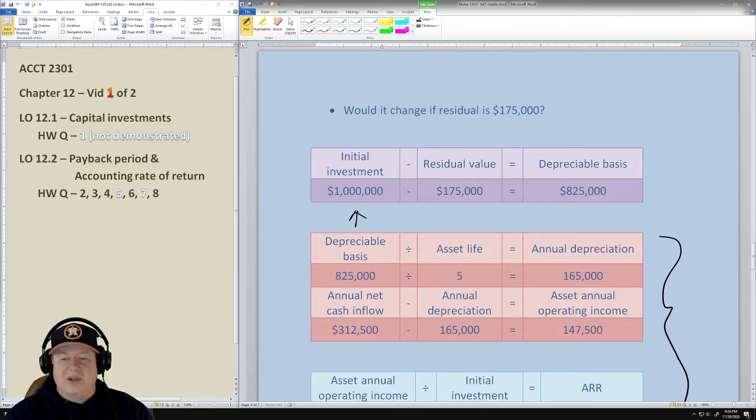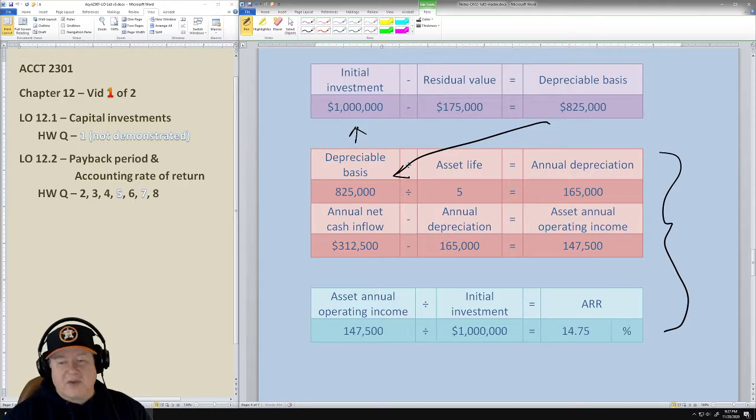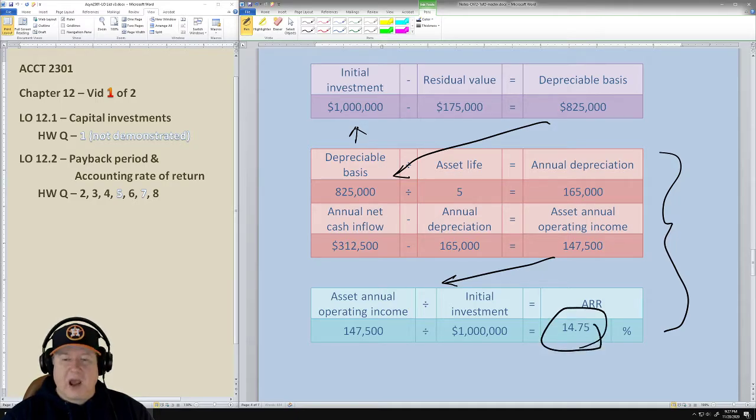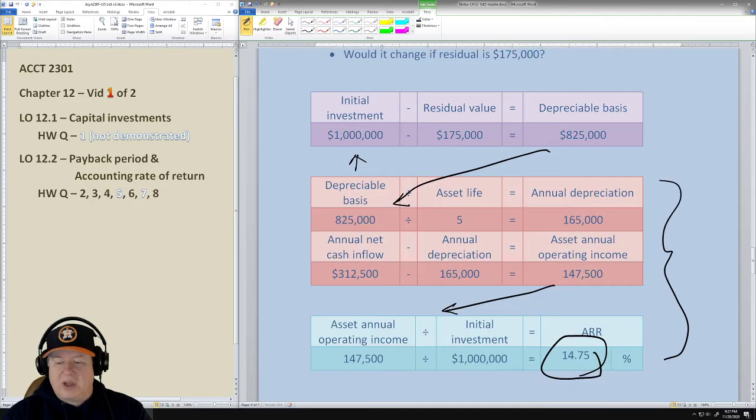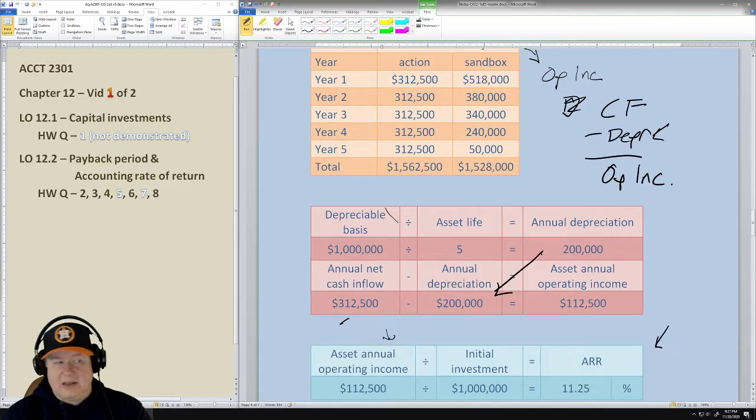We subtract out the residual. In other words, how much of the machine did we use? We used 825. So we take that down here. Now the 1 million becomes 825, and then the rest of it flows through the same. Divide by 5 to get the annual depreciation. We subtract that annual depreciation from the cash flow. We get a new operating income. And now the annual operating income is 147,500, and therefore our ARR is a little bit higher because we didn't use up all of that piece of equipment. So whether it's 14.75 or 11.25, both of those are above the 8%. So we would say yes to this. This would be okay in our book.